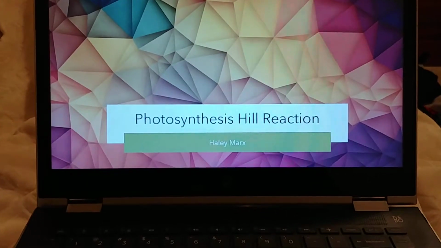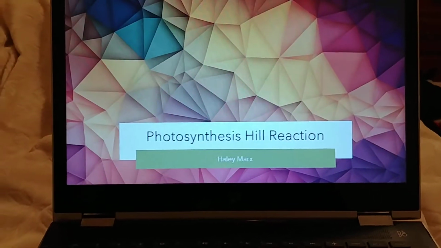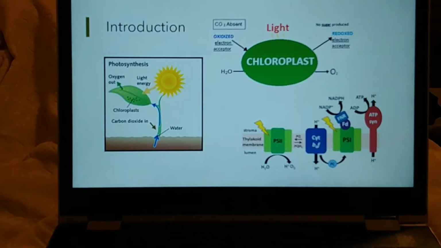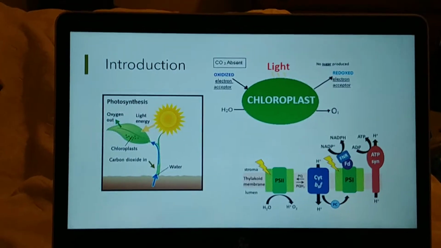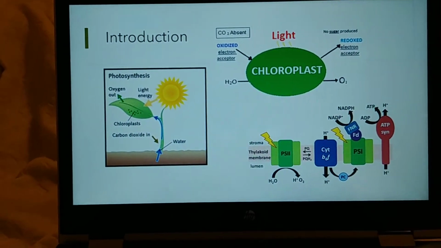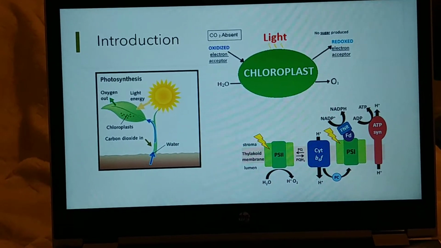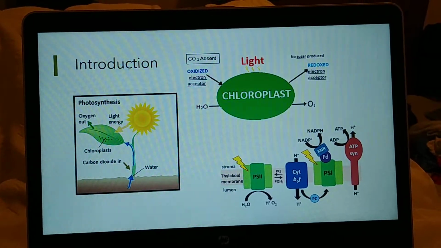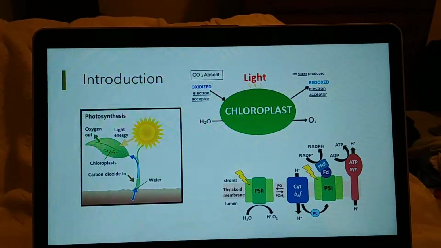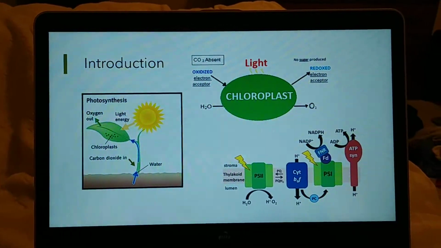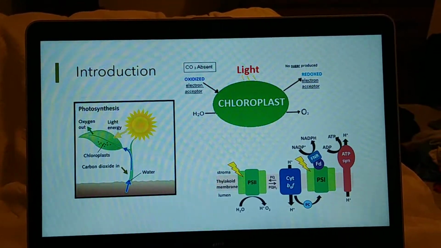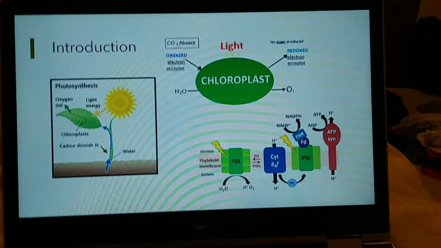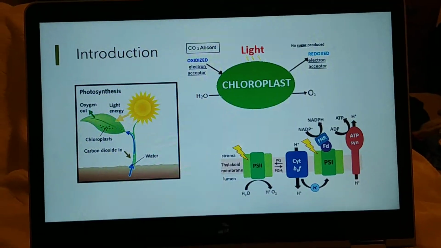So this is my presentation for the Photosynthesis Hill Reaction Lab. For this lab, it's important to understand the concepts of photosynthesis, which is shown in the leftmost picture, light reaction, which is shown in the right bottom picture, and then the Hill reaction, which is shown in the top right picture. And overall, the Hill reaction and light reaction are a part of photosynthesis, which is the bigger process in this lab.